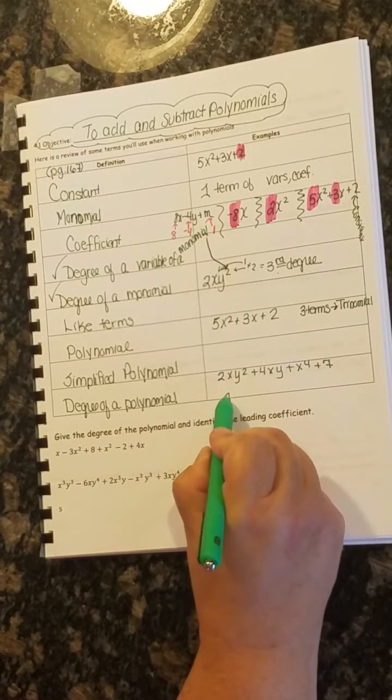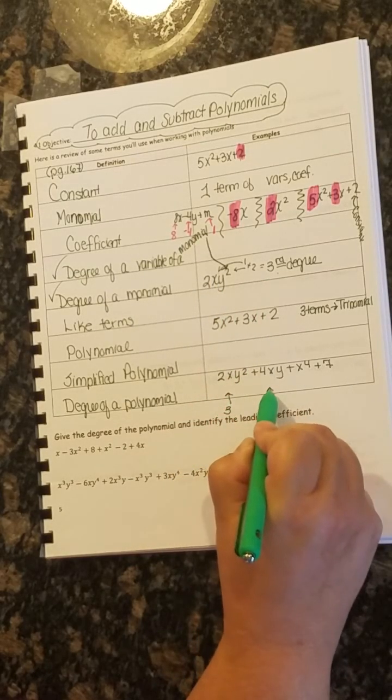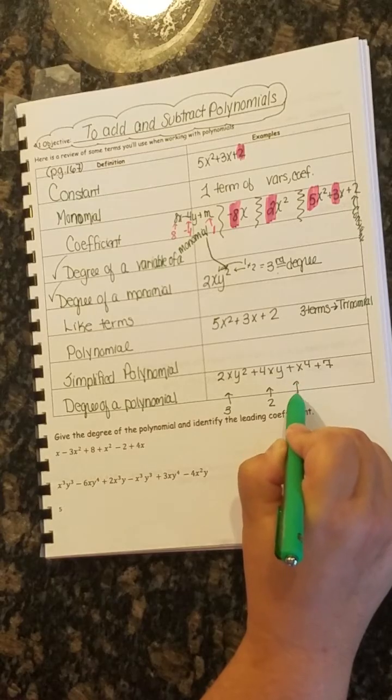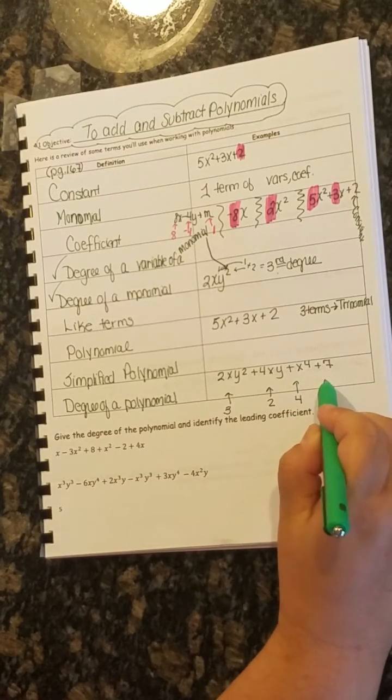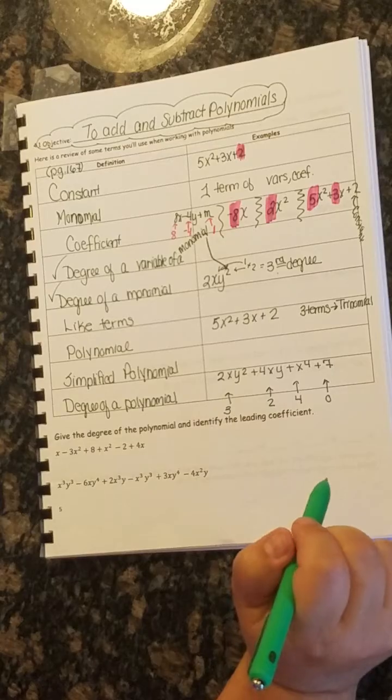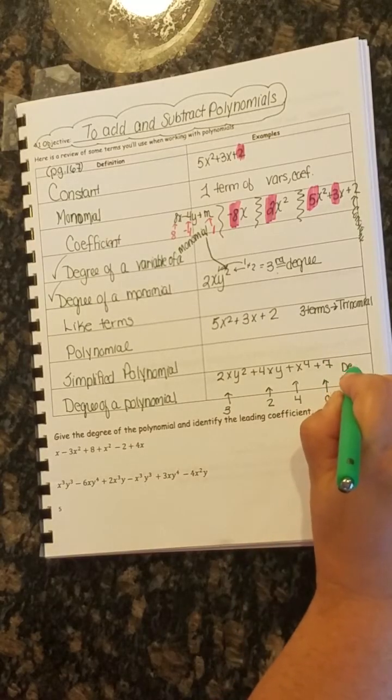So if this one's a third degree, and this one right here would be a 2 degree, and this one right here would be a 4th degree, and this one would be a 0 degree, the entire degree itself is the highest of them.